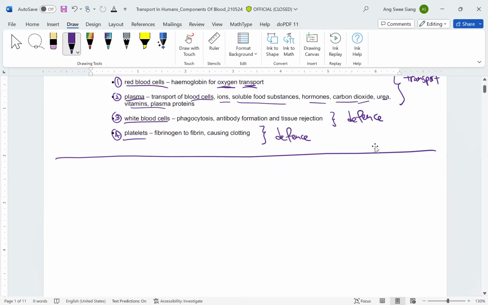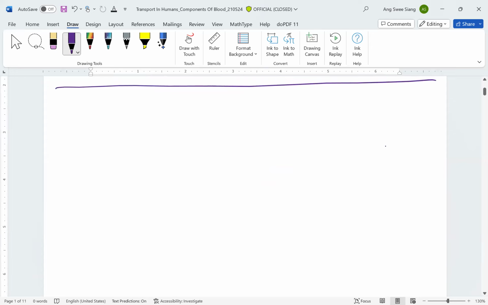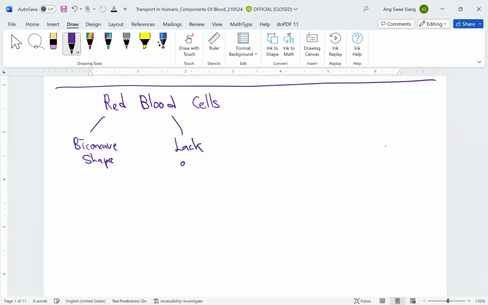Now, red blood cells. Can someone tell me what are the structural features of red blood cells? Biconcave in shape, what else? Lack of nucleus, very good. Contains hemoglobin. So what is hemoglobin? It's a red pigment.